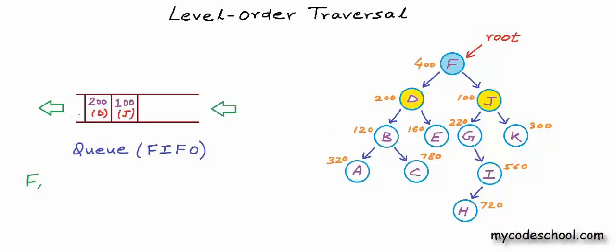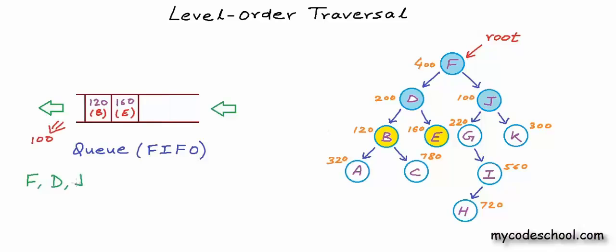Okay, so now we can dequeue and visit this node at address 200. And once again, before I move on from this node, I need to enqueue its children. So now at this stage we have 2 visited nodes, 3 discovered nodes, and 6 undiscovered nodes. And now we can take out the next node from front of queue.